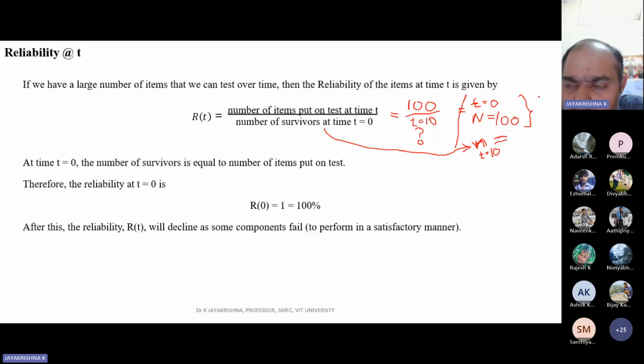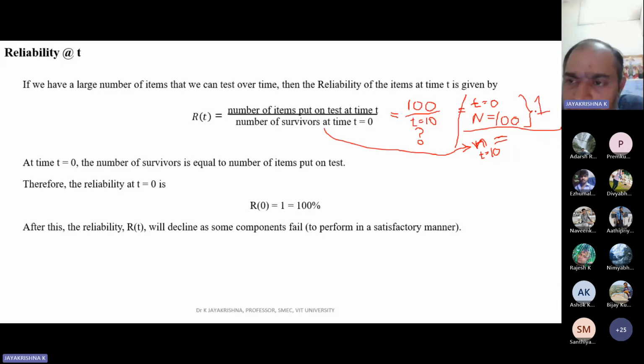100 means what in reliability? 1, sir. 1. Excellent. So when you start the test, all 100 items are present, all 100 items are surviving. So that's why the reliability of the product is 100.